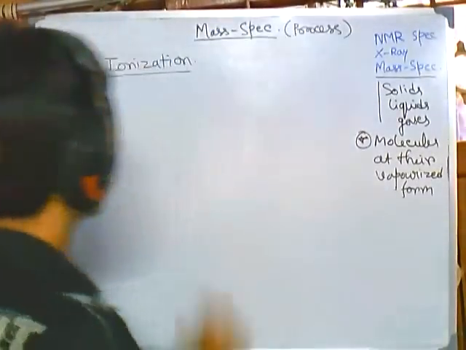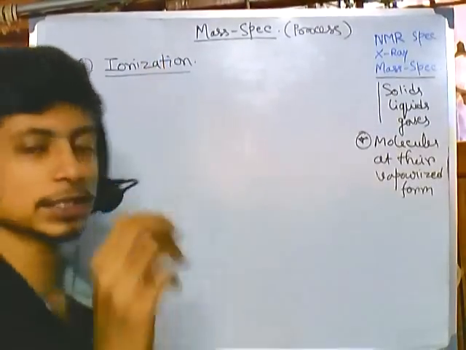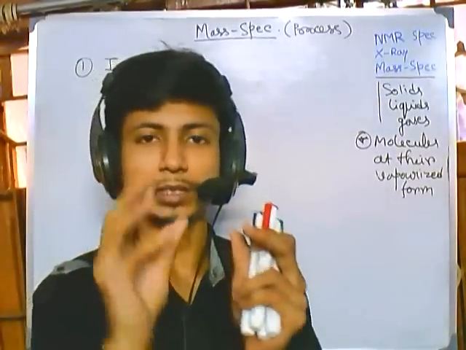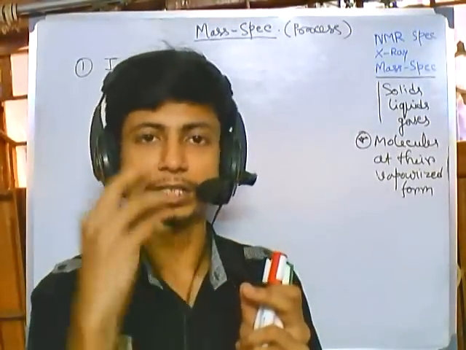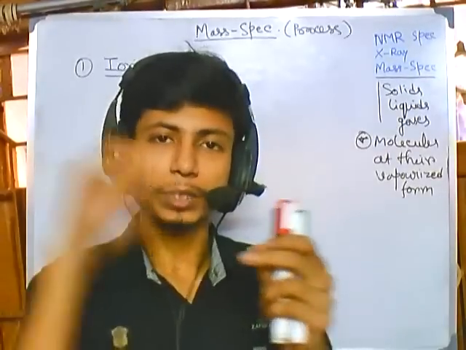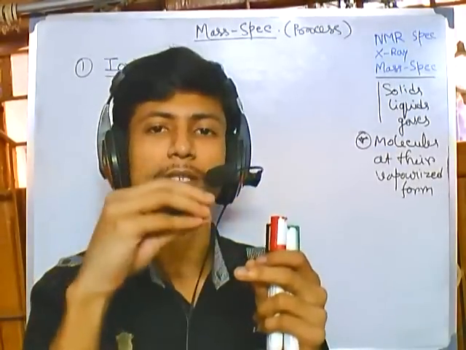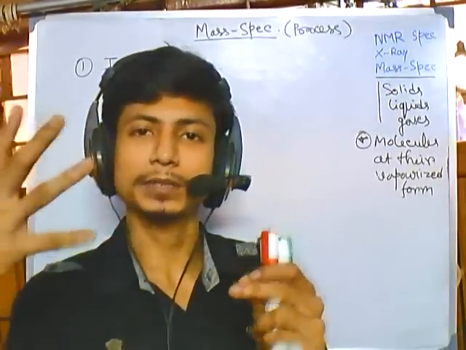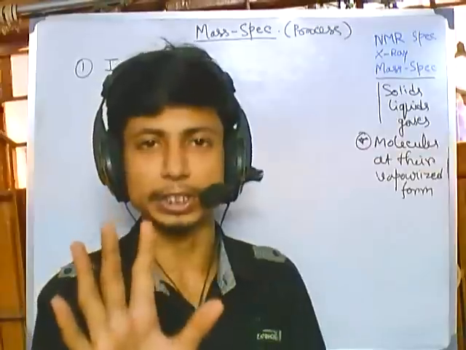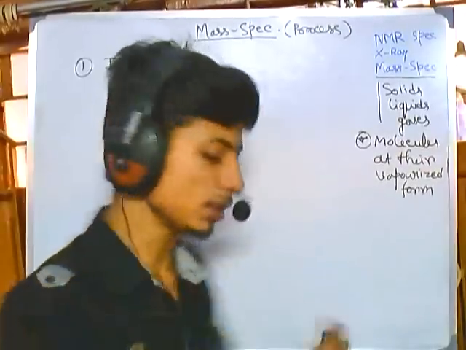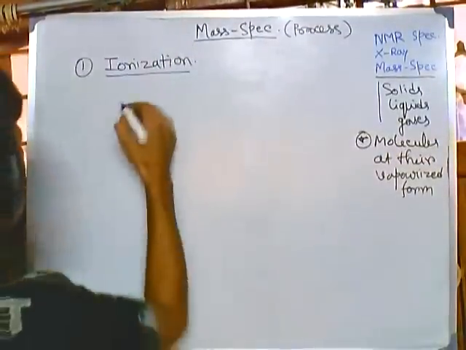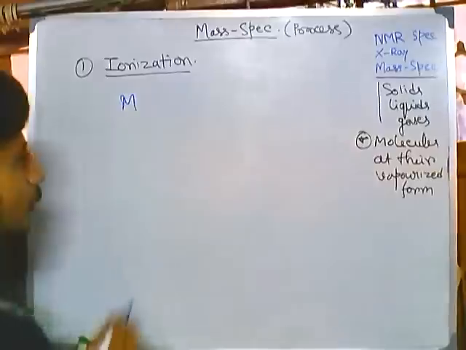Now ionization, as the term suggests, means we have a molecule which has no charge, so the net charge is zero. Now we are doing something to that molecule so that it is charged with either a positive or a negative charge. It is called ionization according to our basic chemistry knowledge. So if we consider this as a molecule M, okay.